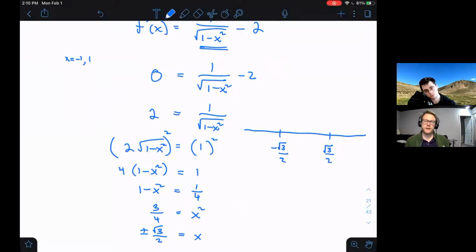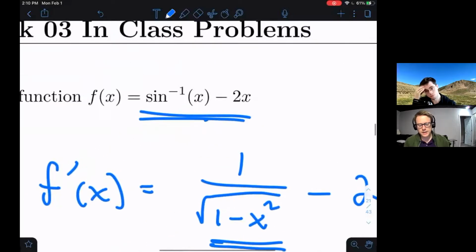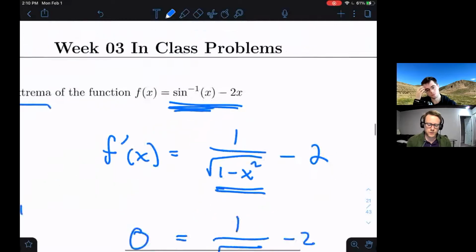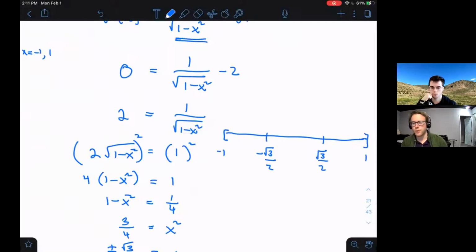And remember, this function doesn't go on forever. It has a restriction. It doesn't make sense to, for instance, plug in 2 or 3 or 5 into sine inverse. Sine inverse only makes sense if you plug in things between -1 and 1. So that's why I said these were the endpoints of the domain for sine inverse. So this is our restricted number line dealing with sine inverse.